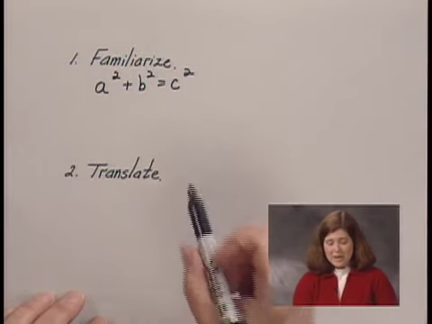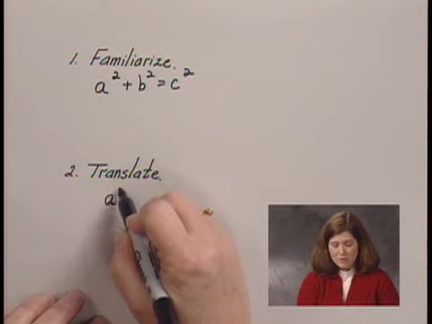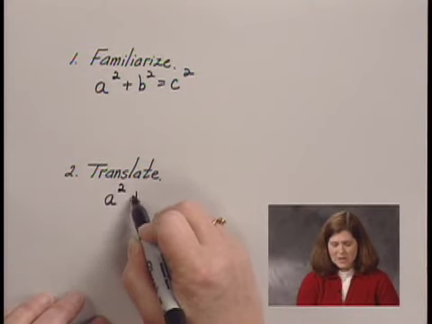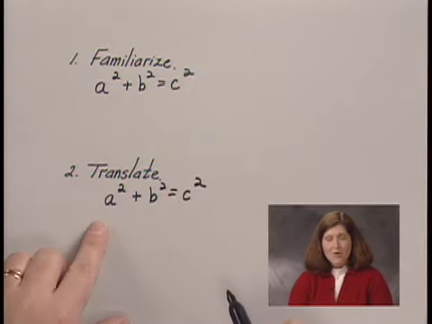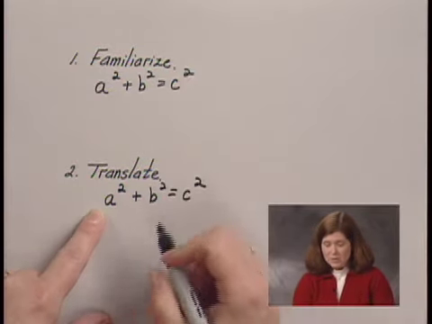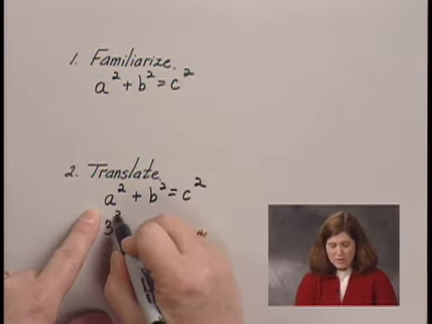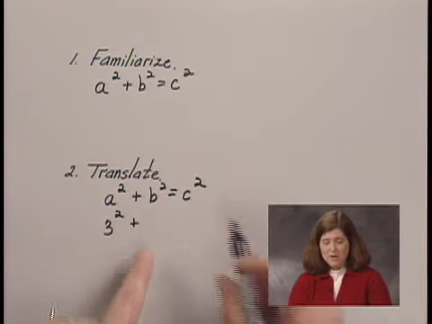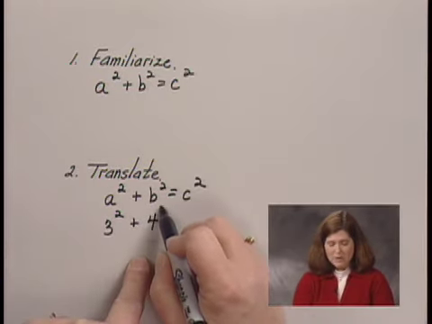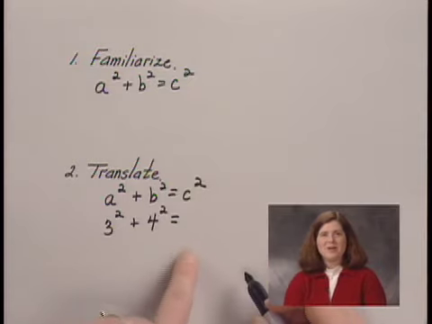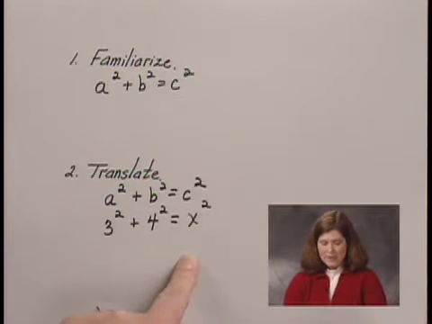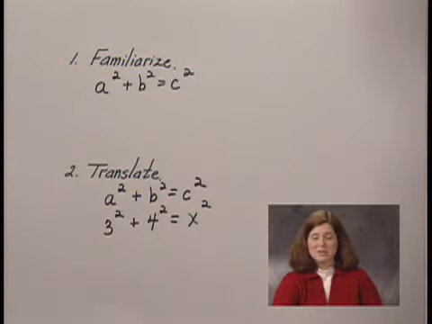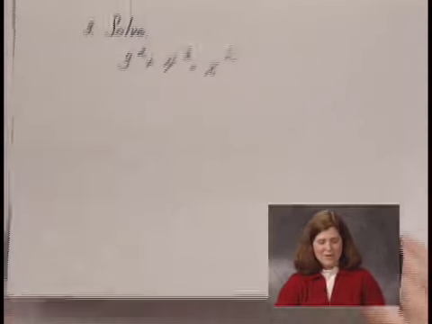So to translate, we use that Pythagorean equation, a squared plus b squared equals c squared. One of the legs was 3 feet, so we make that 3 squared. One of the legs was 4 feet, so that would be 4 squared. And the hypotenuse was x, so this would be x squared. So we have an equation that we can solve, and we move to our third step, which is to solve the equation.